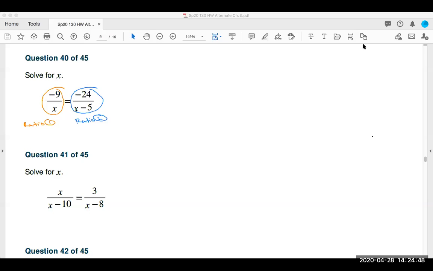Okay. So I have negative 9 over x equaling negative 24 over x minus 5. Okay, it's going to help you when you see a factor like this, x minus 5, to put parentheses around it. So you remember it needs to go together. Wherever it goes together.